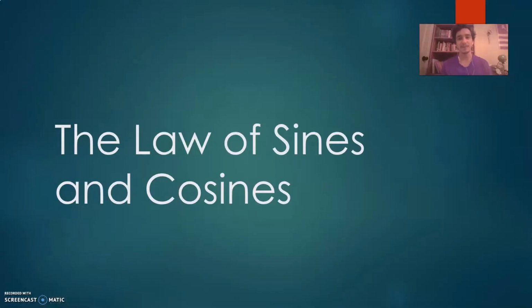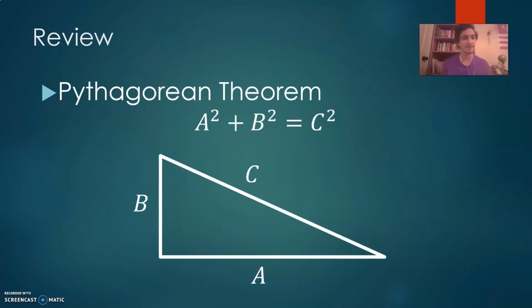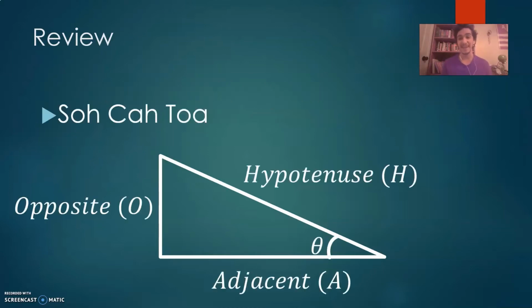So, today we're going to be talking about the law of sines and cosines, but before we can get into that, first let's review some topics. First, all triangles have to have angles that sum up to 180 degrees. That is a must, and you should keep this in mind throughout the video. Next, the Pythagorean theorem. All this says is a squared plus b squared is equal to c squared. And hopefully you remember this from geometry, just like this next thing that we're going to review, SOHCAHTOA.